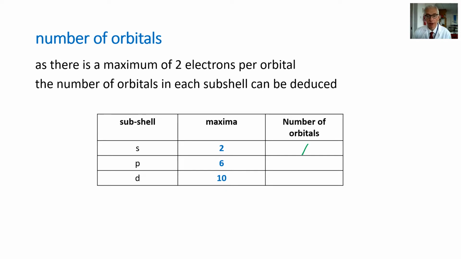Okay, so if we've got a maximum of 6 electrons in a p subshell, then that must contain 3 orbitals. There's 2 electrons maximum per orbital, so if we've got a maximum of 6, we must have 3 orbitals present. D subshell, there's a maximum of 10 electrons, so that means there must be 5 orbitals. So within an s subshell there's 1 orbital, within a p subshell there's 3 orbitals, within a d subshell there's 5 orbitals.